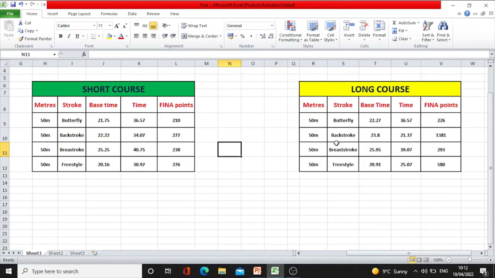In 50 meters backstroke, the base time is 23.8 seconds in a long course pool this year. This person has gotten 21.37, which is quicker than the base time. As you can see, the amount of FINA points is more than 1,000 because his time is quicker than the base time.